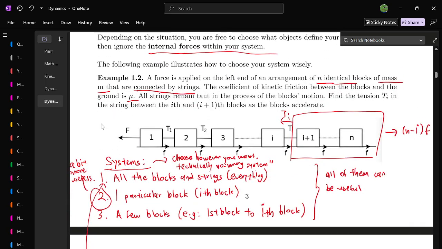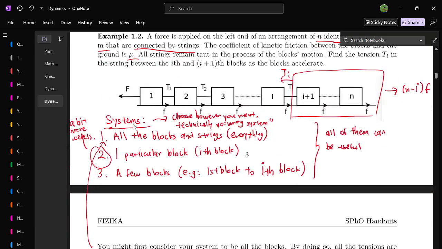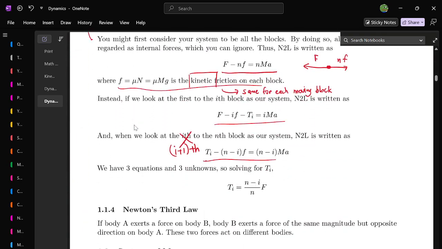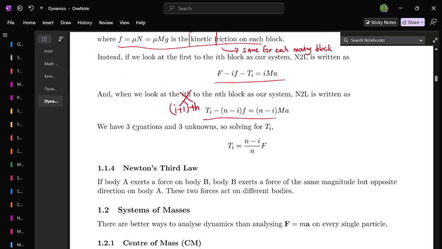Unfortunately, there's no hard and fast rule on how to choose your system properly to make it useful. I think it comes with experience. So just try as many different systems as you can think of, and see which ones give you useful information. In general. All right, so that's on choosing your system.